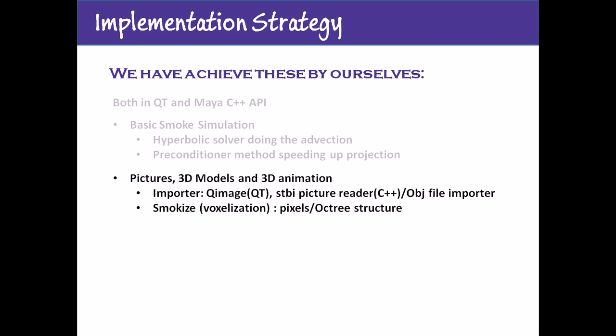Secondly, we need to import some materials, transfer them into grid, and set them as the start and end status of our target-driven solver. And we accomplished this for pictures, 3D models, and 3D animation. For importing, we use QImage in Qt and SDBI picture reader in C++ to read pictures, and we wrote an OBJ file importer to read 3D model files. Then for smokization, which means voxelizing the imported materials, we build an octree structure to do this job.